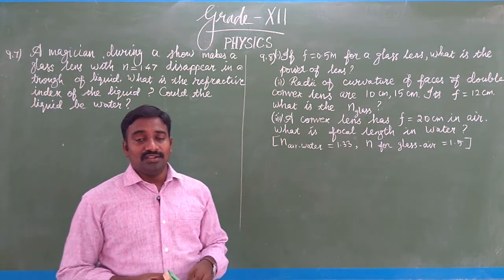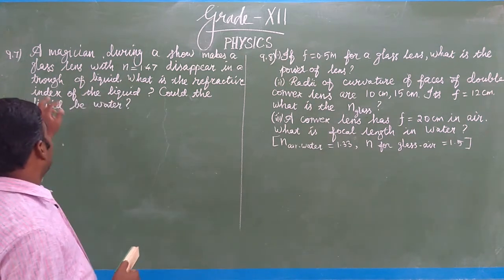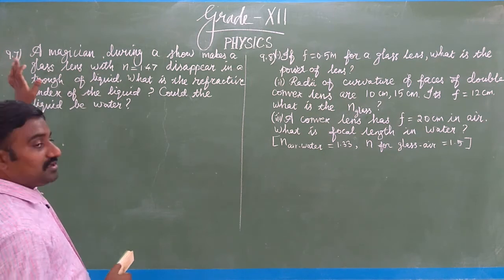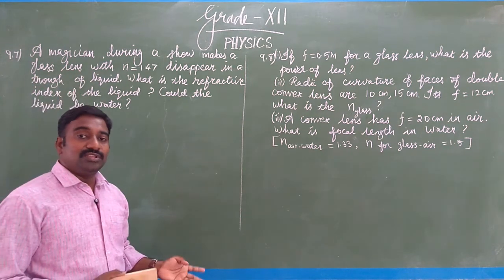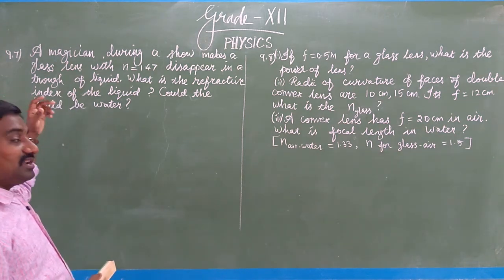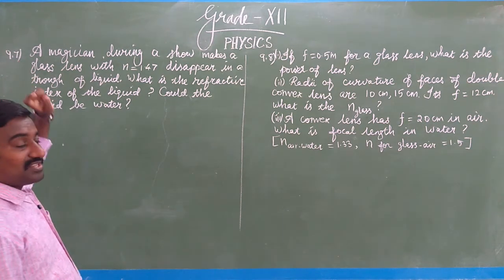Next, we are going to solve the examples, that is numericals. The first question is question number 7. It starts from example 7. The previous questions are related to mirrors, and we have already seen some questions in the last classes. Now look at the 7th question.